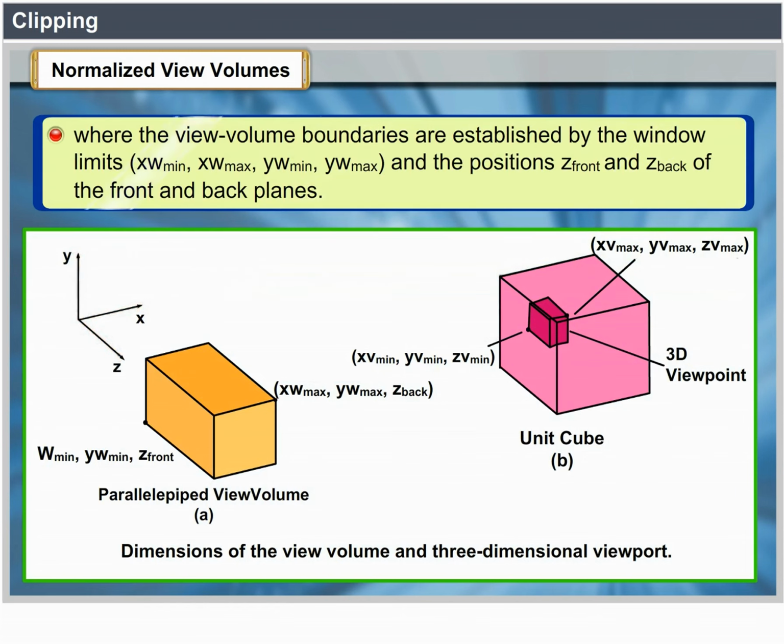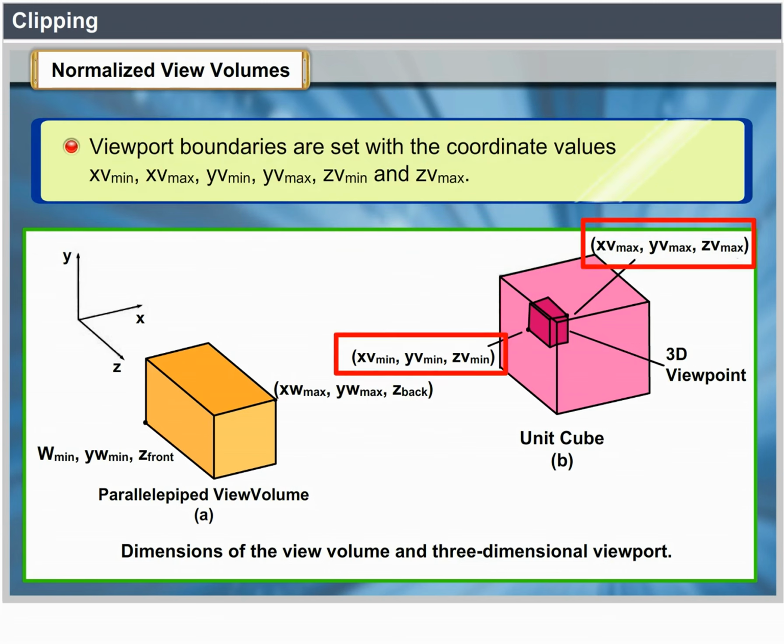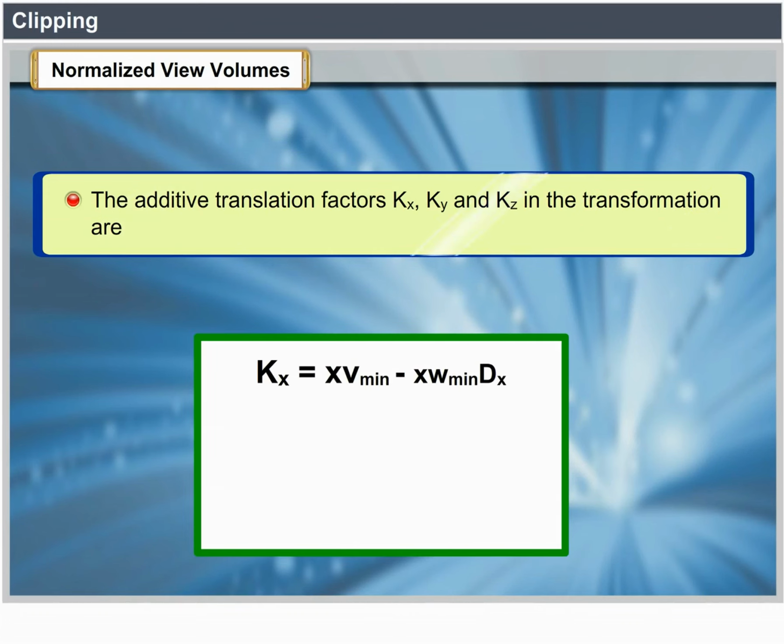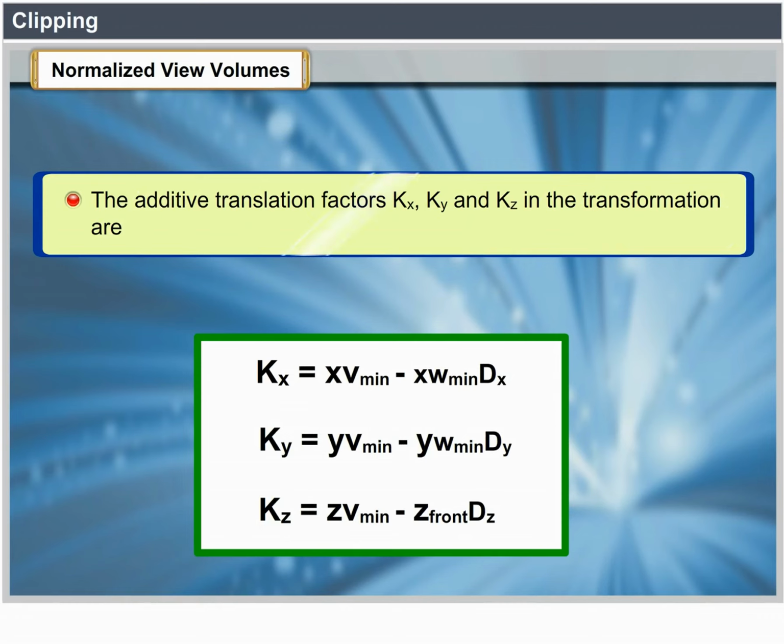where the view volume boundaries are established by the window limits xwmin, xwmax, ywmin, ywmax, and the positions zfront and zback of the front and back planes. Viewport boundaries are set with the coordinate values xvmin, xvmax, yvmin, yvmax, zvmin, and zvmax. The additive translation factors kx, ky, and kz in the transformations are as shown in the equations below.